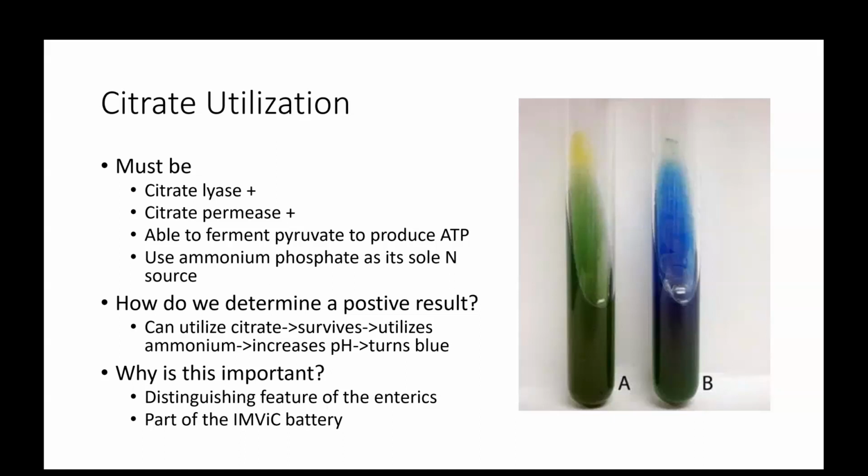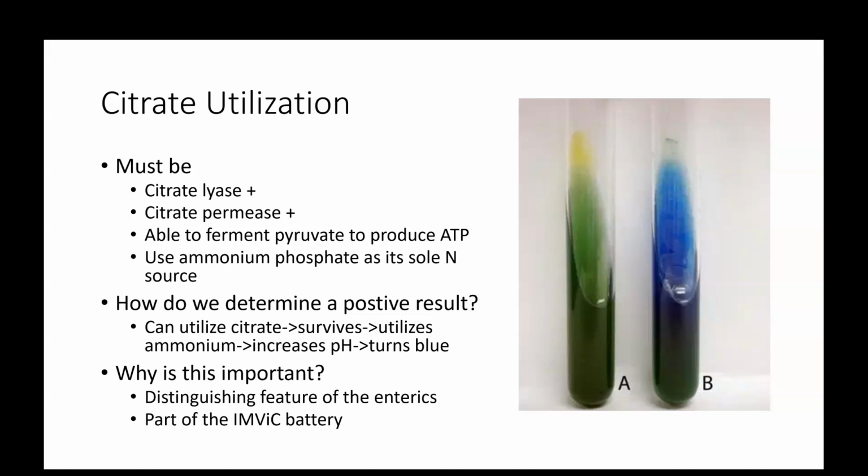It's going to save this bacteria's life if the only source of carbon that's laying around and able to be utilized is citrate. So in order to be citrate positive, in other words, in order to have this pretty blue color on this test, this bacteria has to meet a lot of standards. It has to have both of those enzymes, the citrate lyase and the citrate permease. It has to be able to ferment that pyruvate to produce ATP. Remember, if a bacteria doesn't produce energy, it dies. And this is the only pathway that it has, so it has to do that.